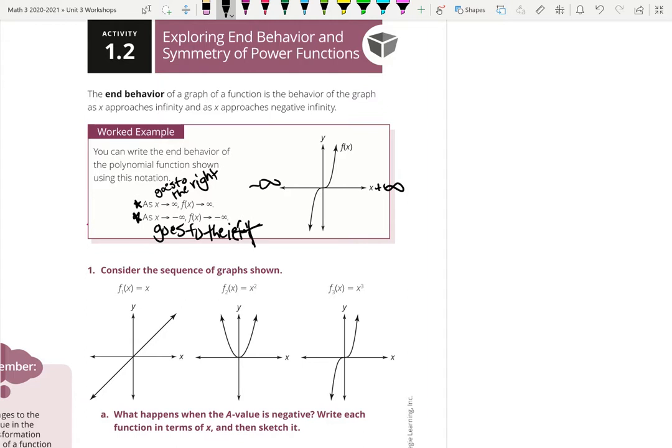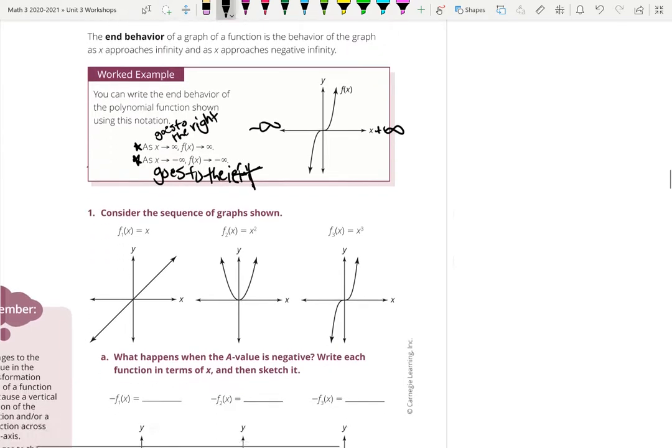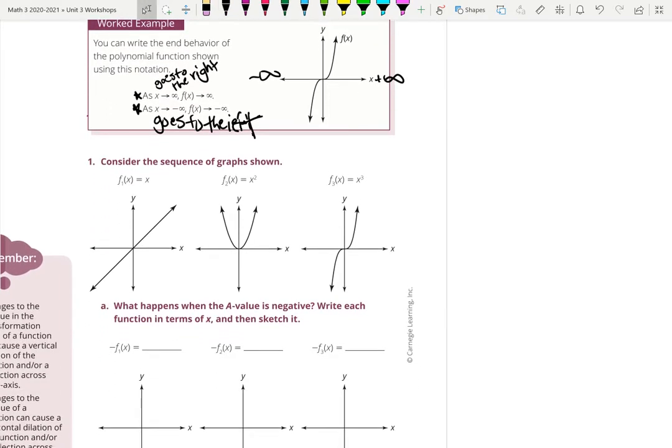This translates as: as x is going to the right, f of x is pointing to positive infinity. As x is approaching the left, it is pointing down to negative infinity. Remember, these arrows represent infinity. So we're going to consider the graph shown below. Oh wow, linear, quadratic, cubic.